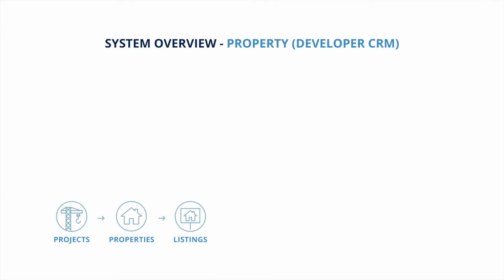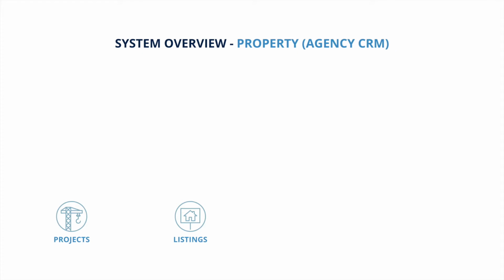For the Developer CRM on the property side, projects are added and the properties are added to those projects. Listings can then be created from properties. A listing is an instance of a property for sale or for rent. For the agency CRM on the property side, projects and listings are added.